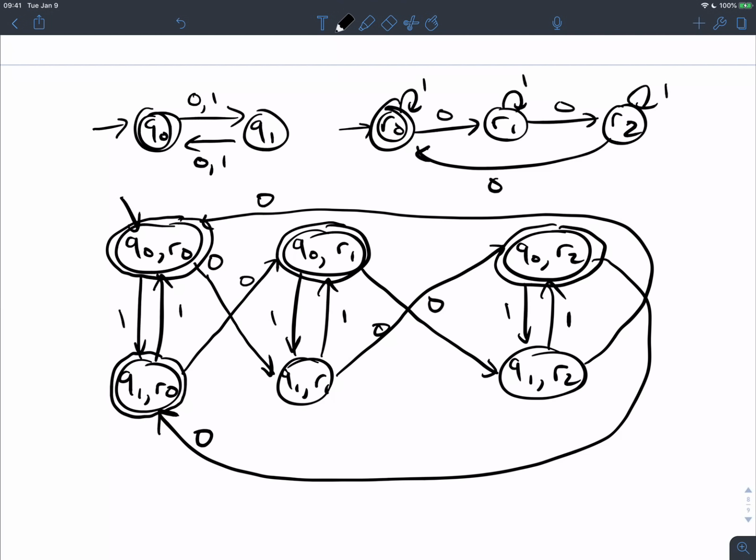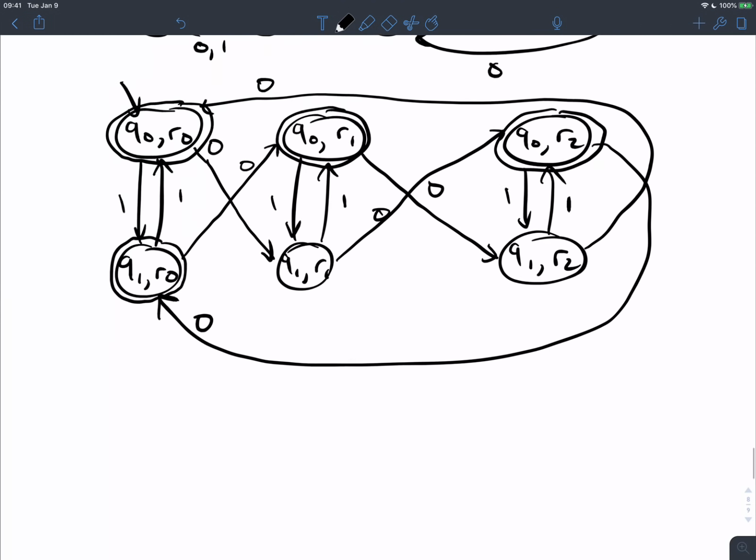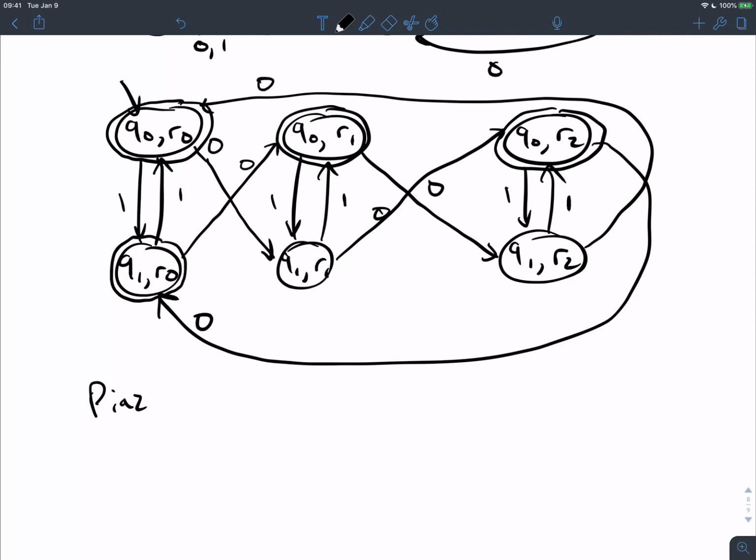So I'm going to let you go a little early, but I want you to think about this. It's a nice Piazza question for this DFA. Is this the smallest DFA for this language? Can you find a smaller DFA for this? I'll let you think about that, and I'll see you on Monday.